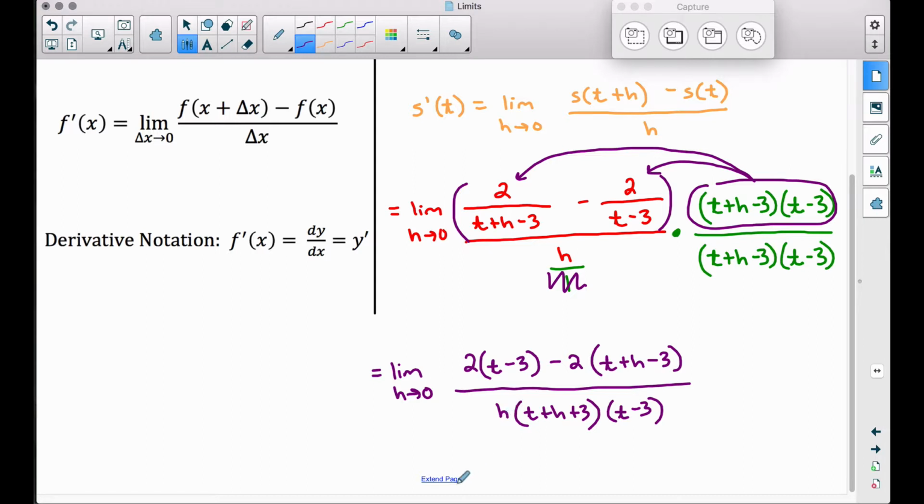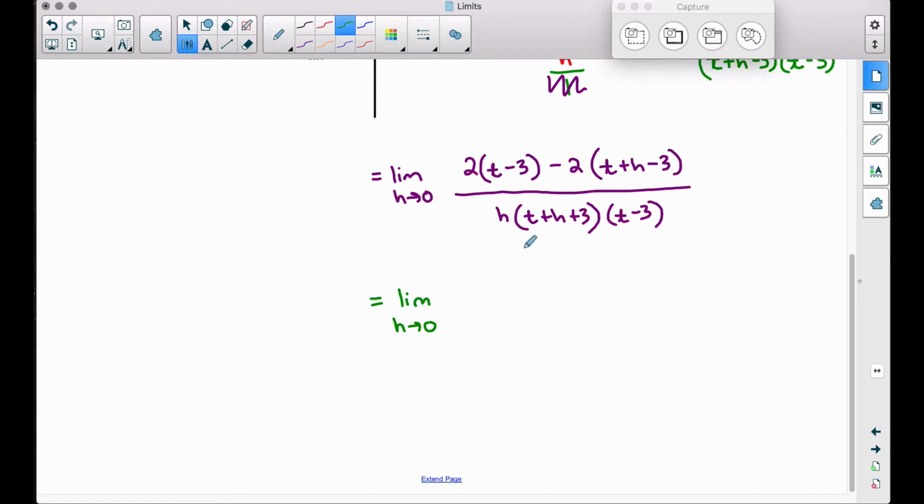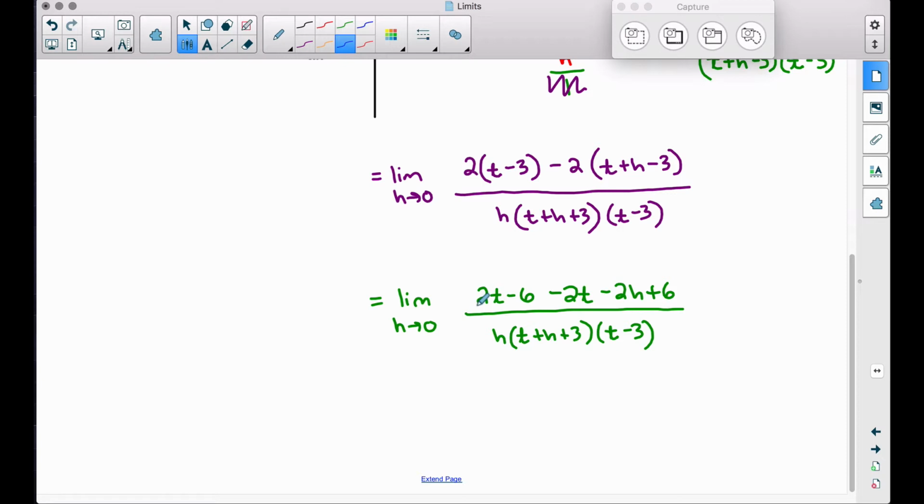Let's see what happens. So we have the limit as h approaches 0. I'm going to distribute across the top 2t minus 6, and then distributing this negative 2 times this stuff. And again, all I did was distribute my top stuff. The bottom stuff, let's leave it alone for right now and see what happens. So looking to see what happens here, 2t minus 2t, they cancel out. Negative 6 plus 6, they cancel out. And we are now left with the following.